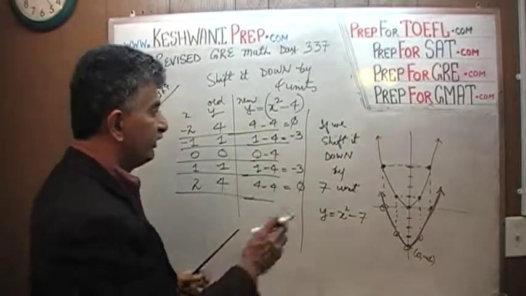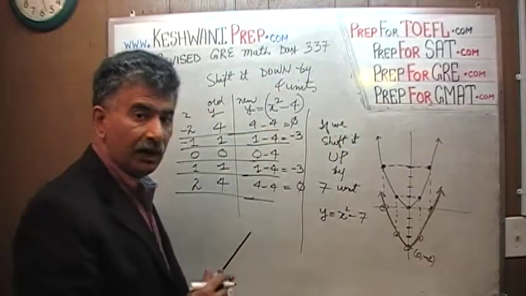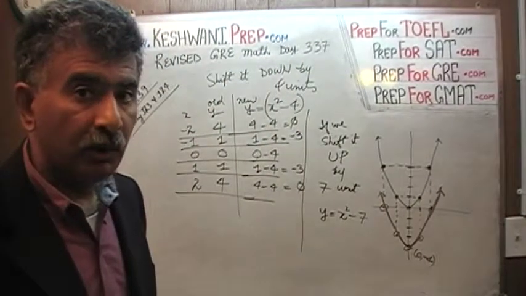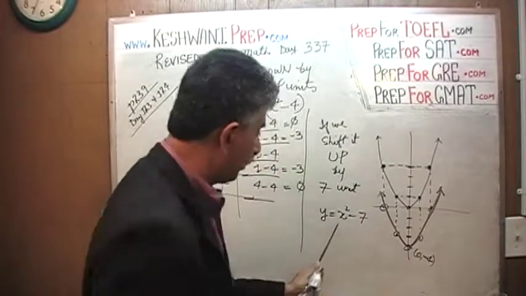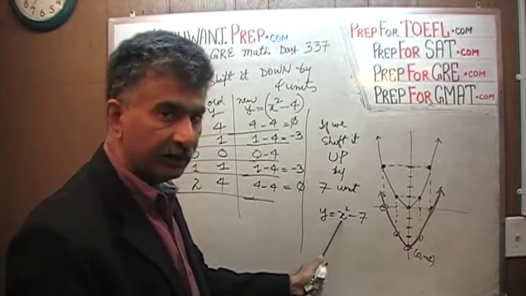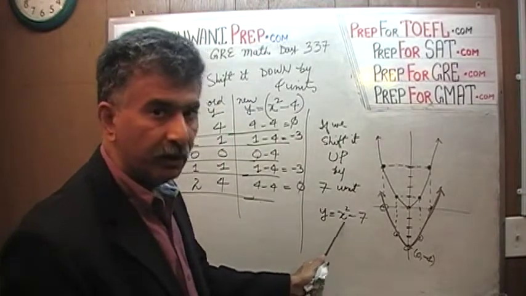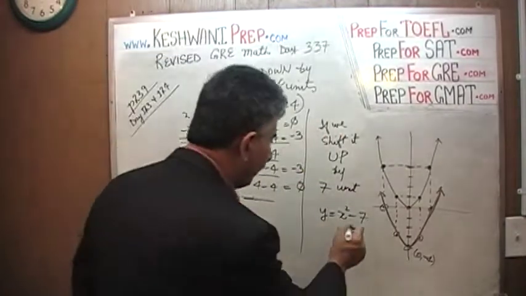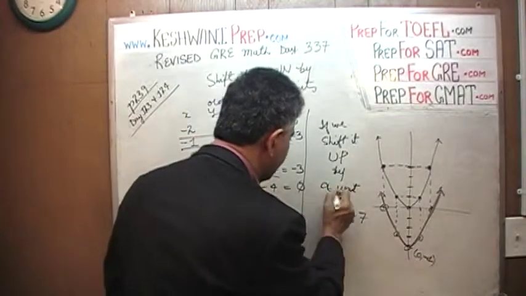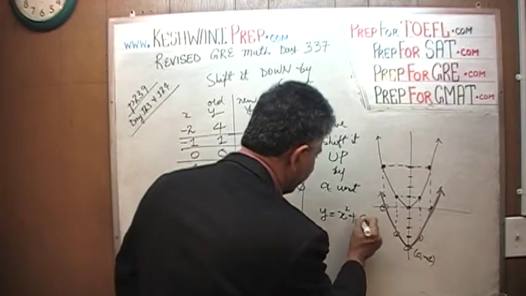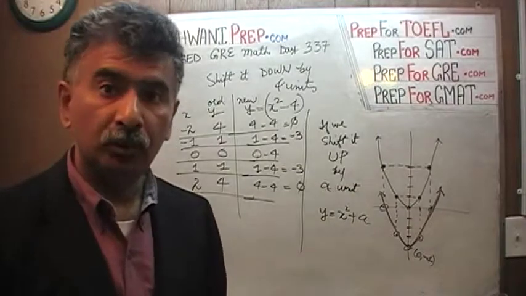Now what happens if we shift it up? If we shift it up by 7 units, the y coordinate of each point is going to be 7 more than before. That's all it is, whatever the value of the y coordinate was before, which is given by x squared here. Before, y equaled x squared. Now if you shift it up by 7 units, it's going to be 7 more. So if you shift it up by a units, it's just going to be x squared plus a. That's all.